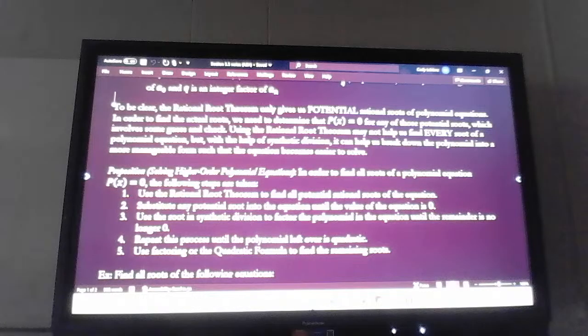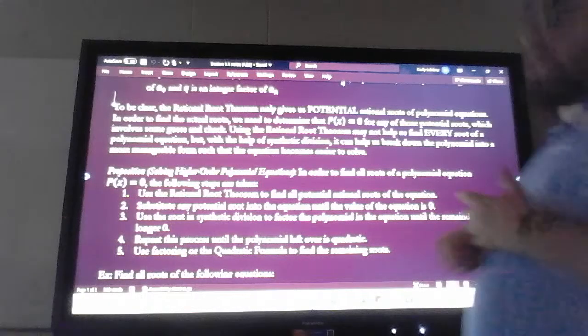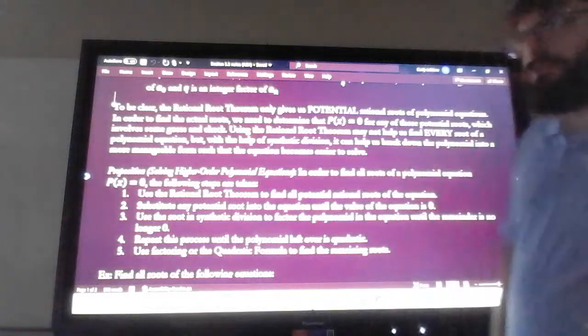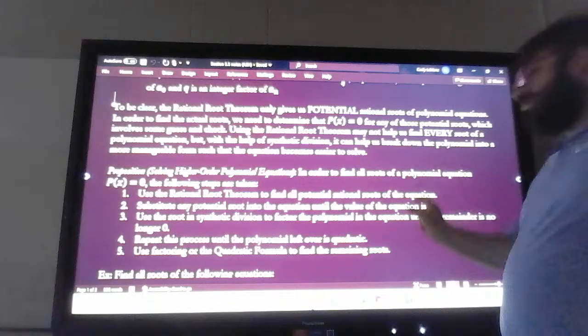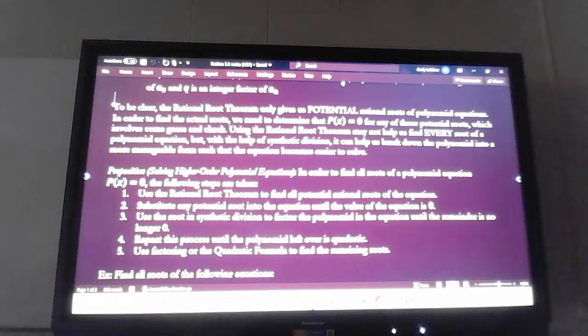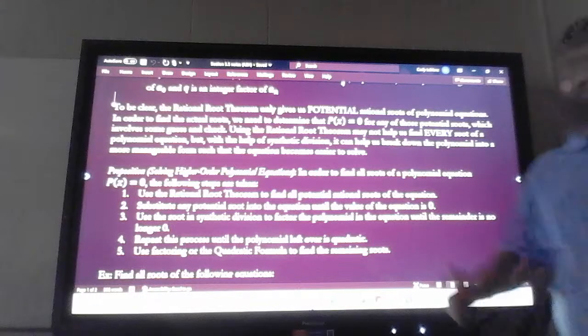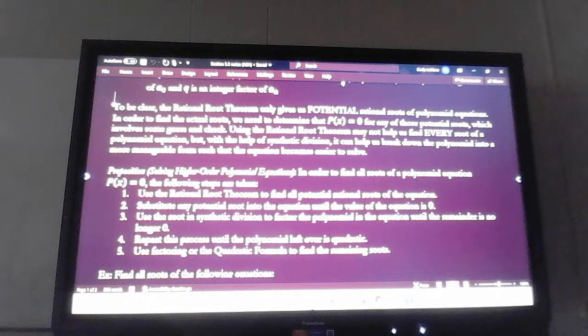And sometimes you may need to do it more than once because a root may have a multiplicity of 2 or 3, like we talked about earlier on in this chapter. Once the remainder is no longer 0, we're going to repeat steps 1, 2, and 3 until, when we factor, the polynomial we're left with is a quadratic polynomial. At that point, we can either use factoring or the quadratic formula to find the remaining roots.